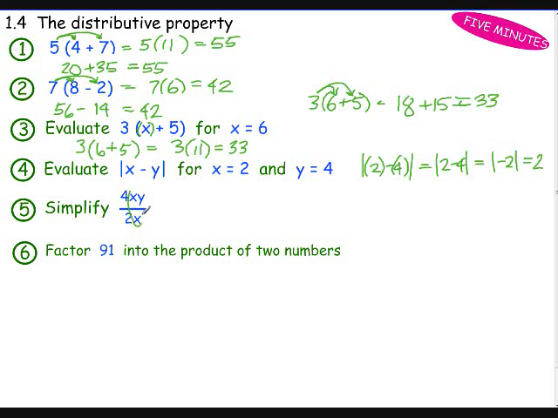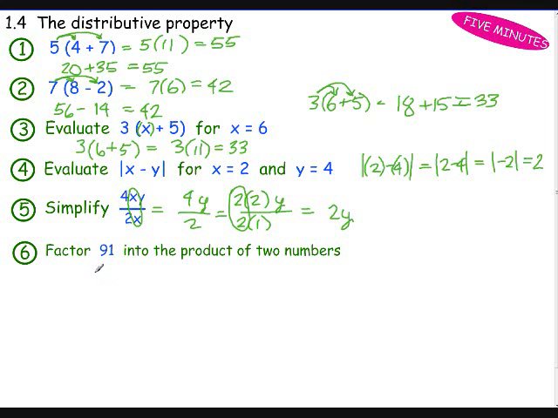Simplify this expression. I've got 4y over 2. But there's a common factor here. 2 times 2 is my 4, and 2 times 1 in the denominator. I have a common factor, which is equal to 1. My answer is 2y. I could write over 1, but typically, when we get our denominator down to a 1, we don't bother writing it anymore.